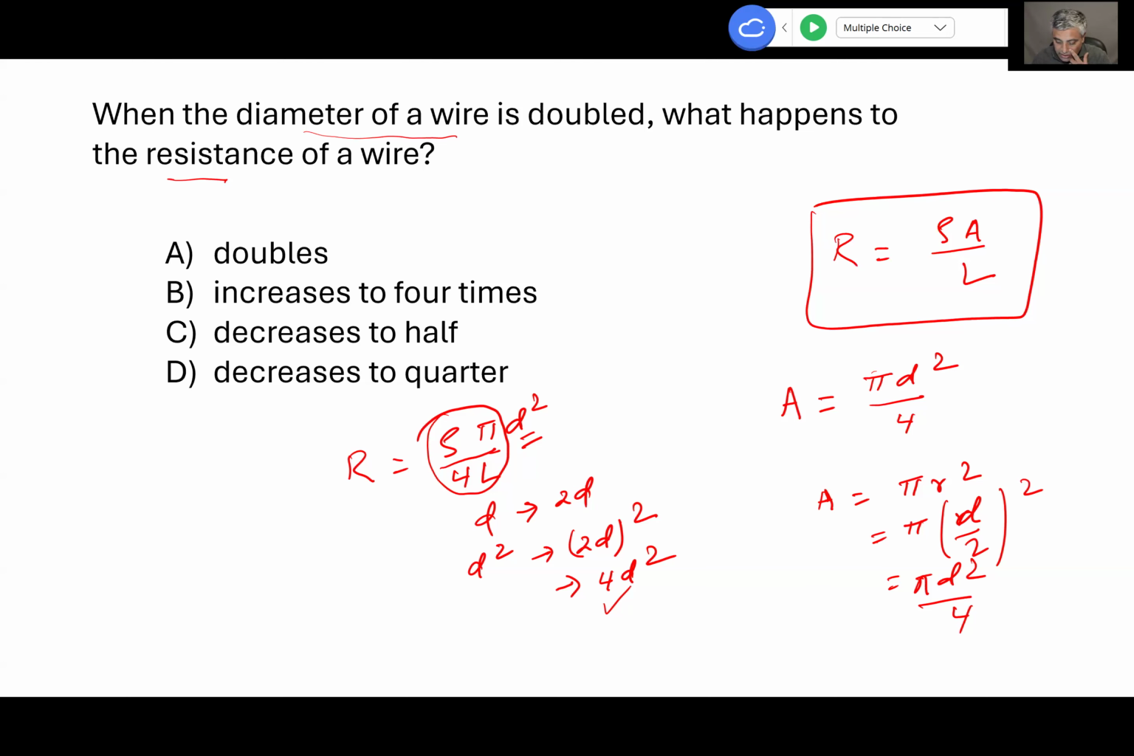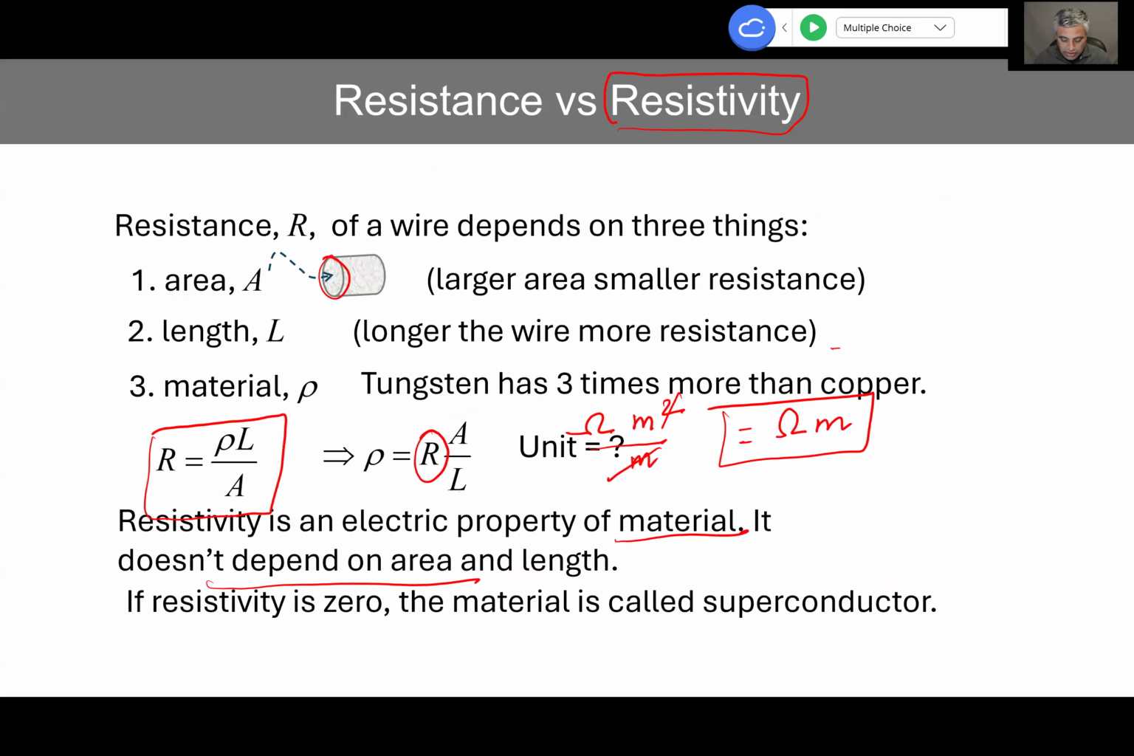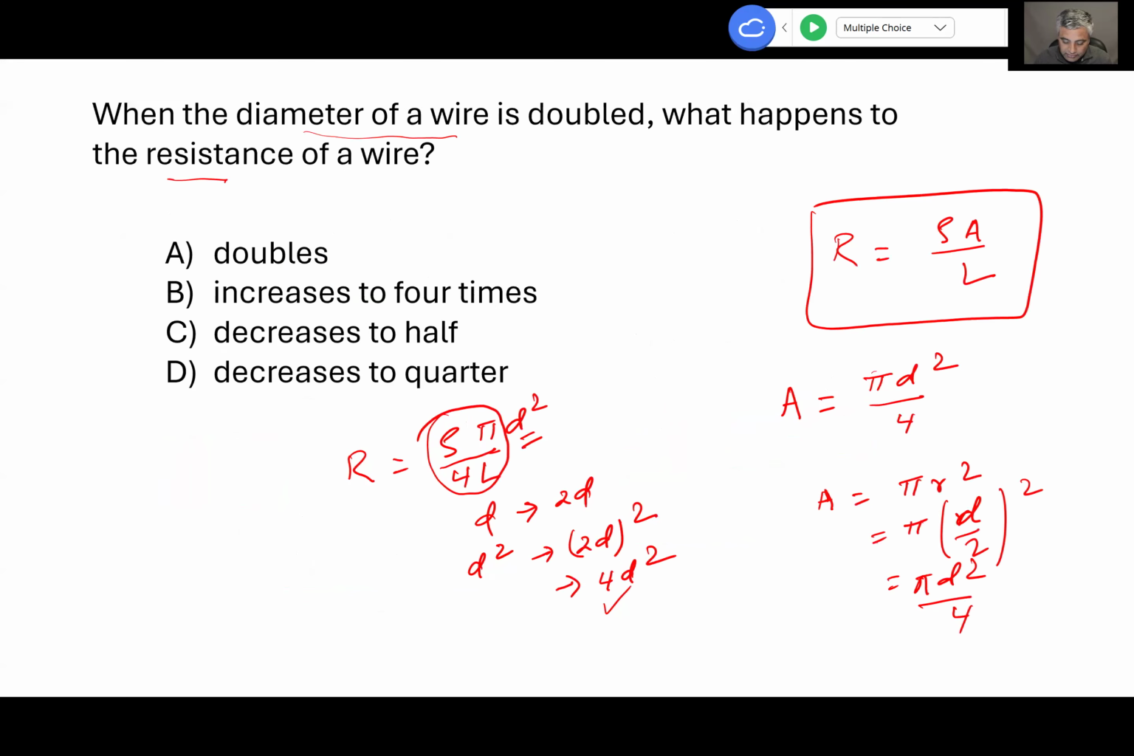Did I write the equation incorrectly all the way around? Let's go back and look. So RA, A is in the numerator. Oh, here, it is all the way around, right? I did write this all the way around, yes. So now the diameter goes to the bottom, which means the resistance decreases to a quarter. Okay, and that's that.